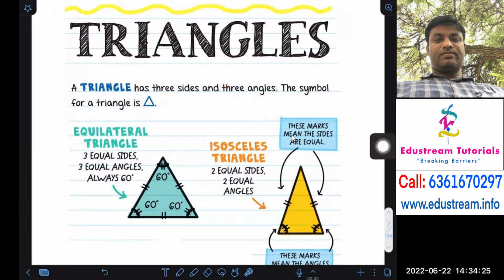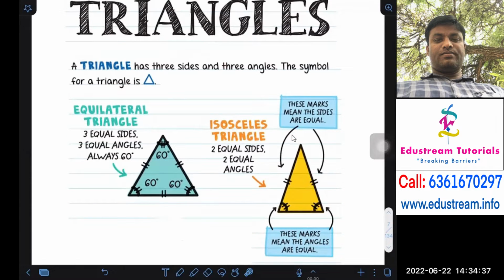Now, what's the symbol of a triangle? This is the symbol of a triangle. You usually know all these things. Fine. Okay, equilateral triangle. Now, I'm going to discuss only two triangles here because for this chapter, this is important. So let's see what's an equilateral triangle.